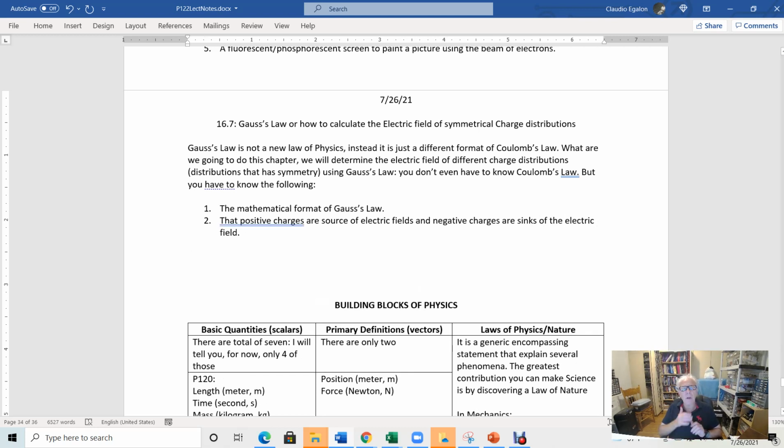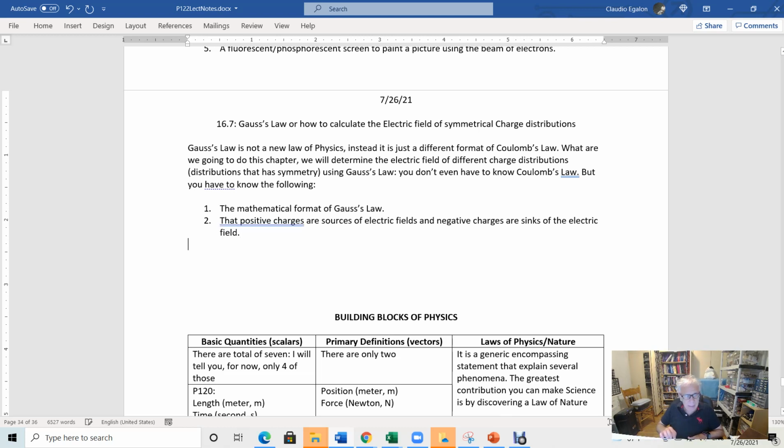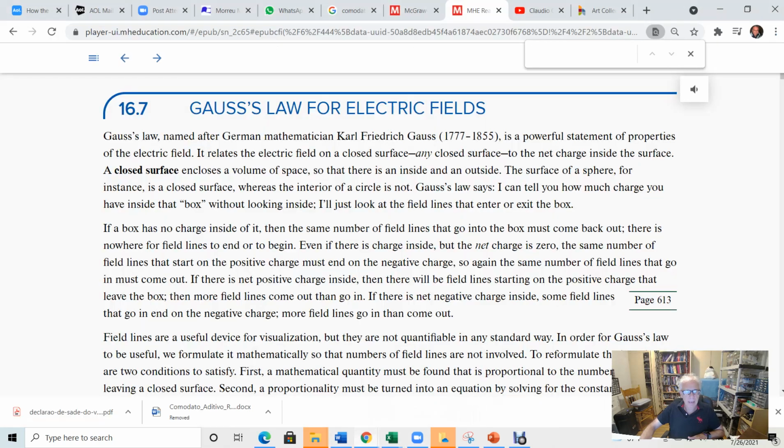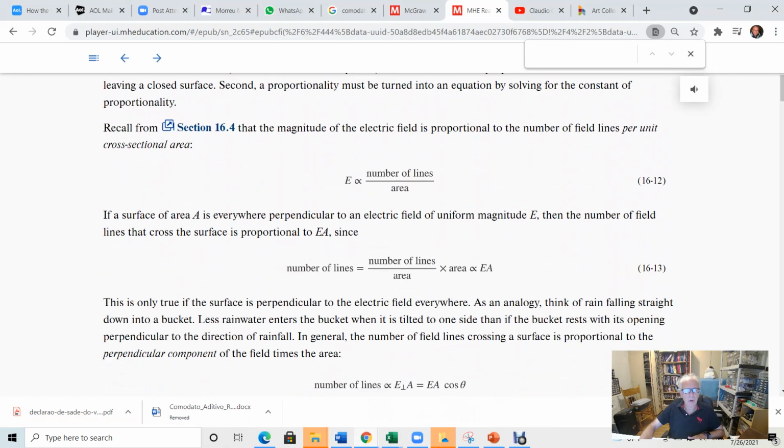So suppose that you do not know Coulomb's law and you want to calculate the electric field using Gauss's law instead. Okay? So let me give you the format of Gauss's law. Mathematical, and that's what you have to memorize. Let's go back here. I'm going to show you in your book.